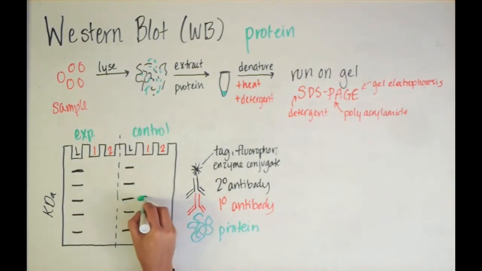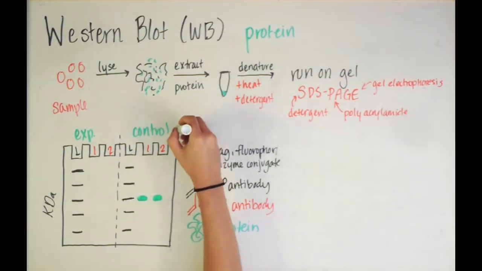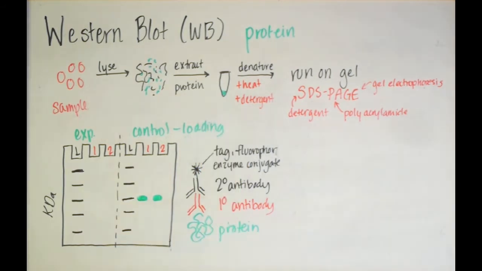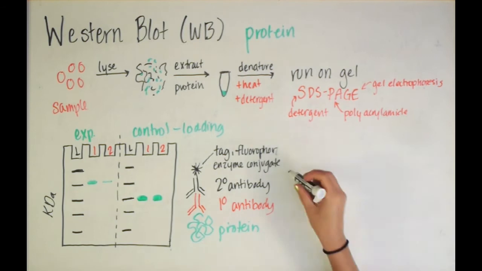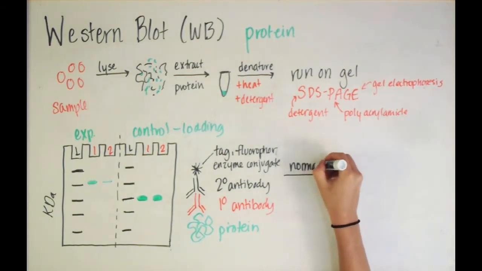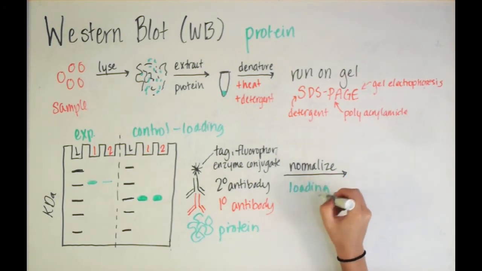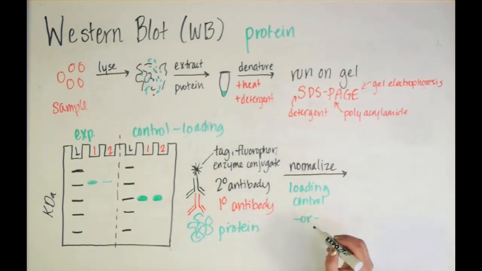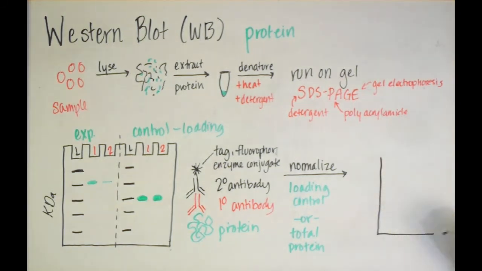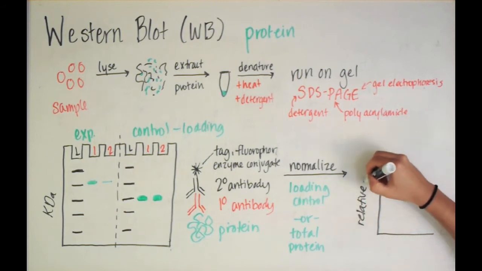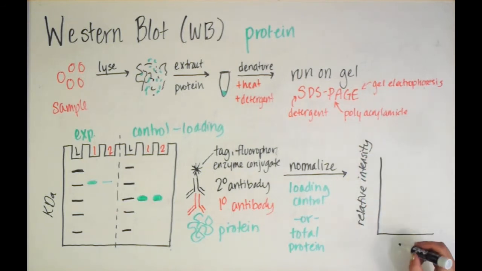Recall we had duplicate gels so that one could be used for a control protein. Expression of the control protein shouldn't change between the different conditions of our experiment, so it can be used as a loading control. A loading control ensures that the samples had a similar amount of protein to begin with. But if they're a little different, you can use the control protein to normalize the blot with our experimental antibody. This gives us a relative intensity and allows us to compare between samples 1 and 2.